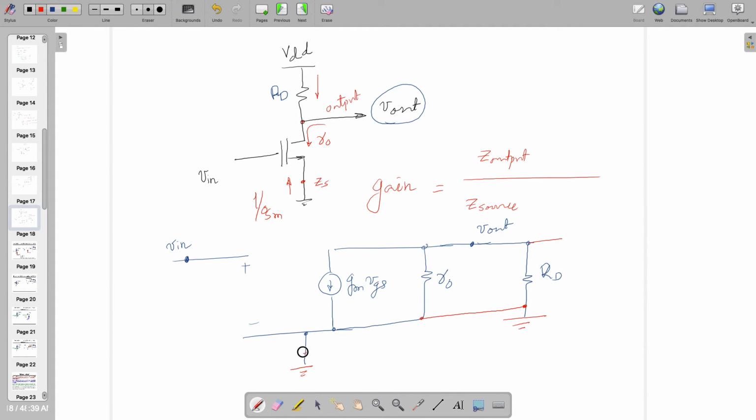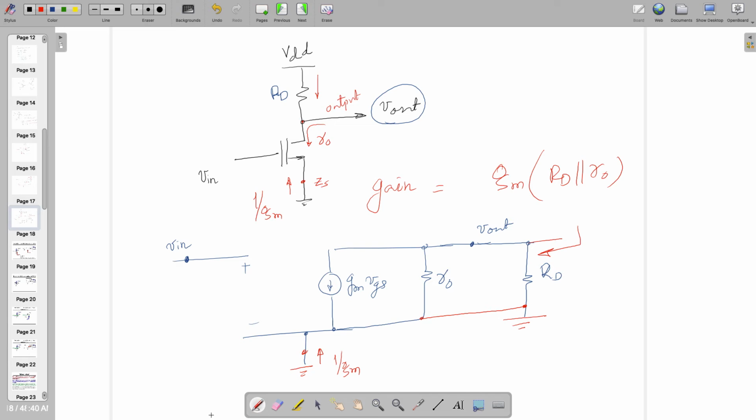Now, tell me, what is the impedance looking from here? You already found out 1 by GM, right? You already knew that it's 1 by GM. What is the impedance looking from here? Which is here. RD in shunt with RO. So this will become GM times RD in shunt with RO.